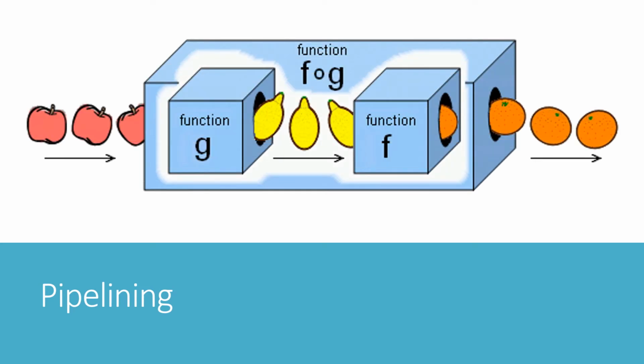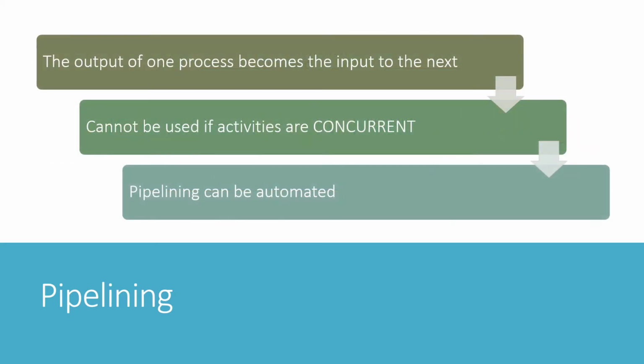The next method that I want to talk about is pipelining. Pipelining is a method in programming where the output of one function is fed through as the parameter or argument for another function. So it's a way of speeding up the process of computation by passing values at speed through a range of functions. The output of one process becomes the input to the next process.